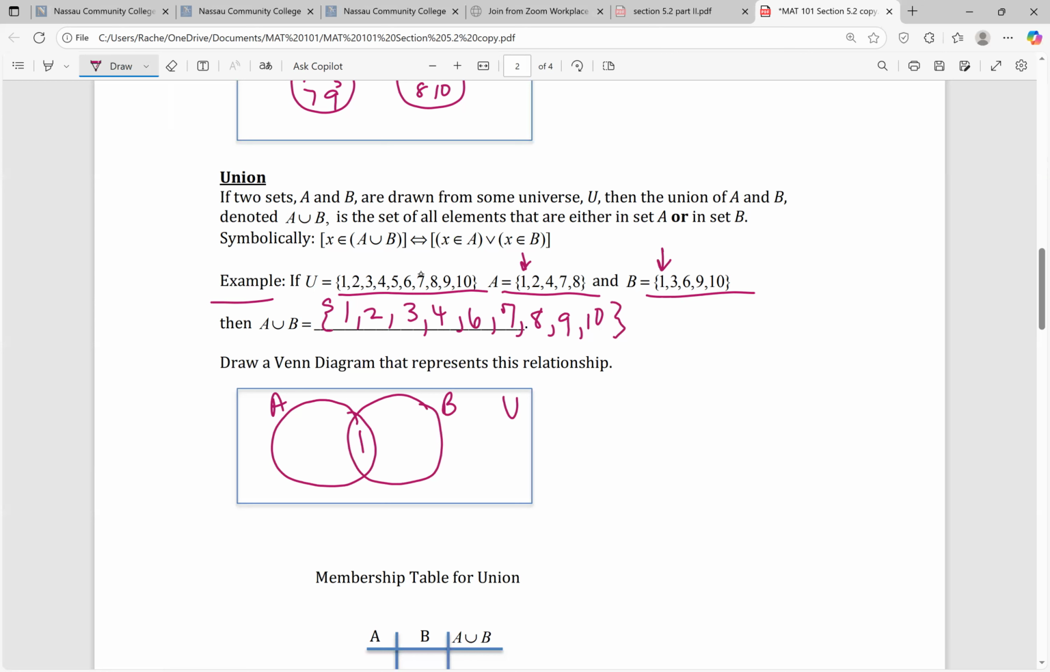And then set A has 2, 4, 7, and 8. And set B has 3, 6, 9, and 10. So together, if you look at both A and B, that's the union of the two sets, and it includes what we listed right here between the two circles. Now to finish the Venn diagram, notice how 5 isn't included in either set, but it's in the universal set. So 5 is going to go in the universe.